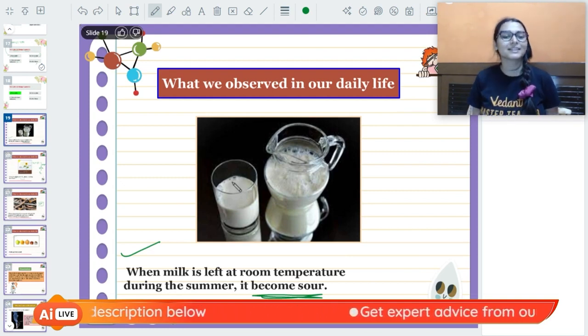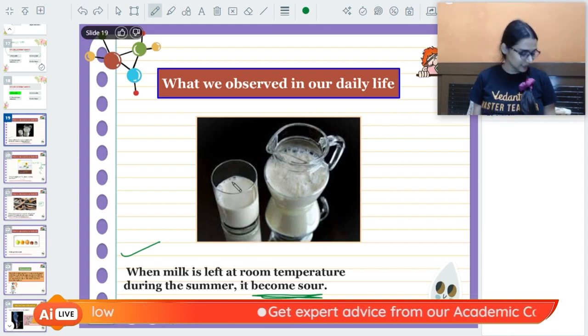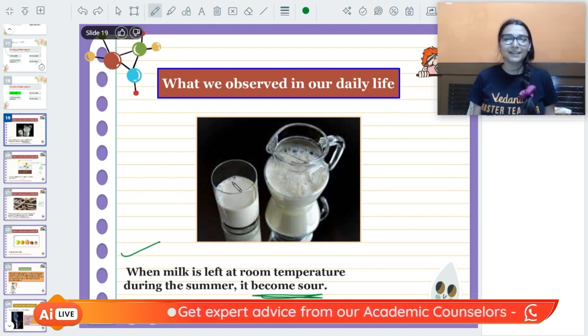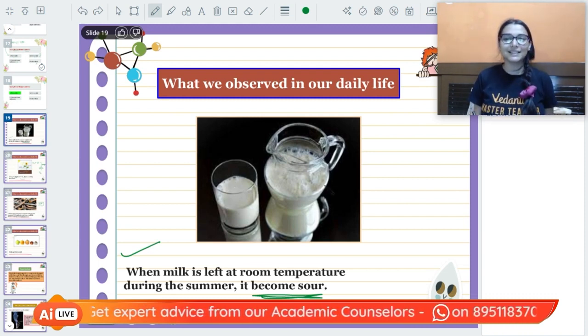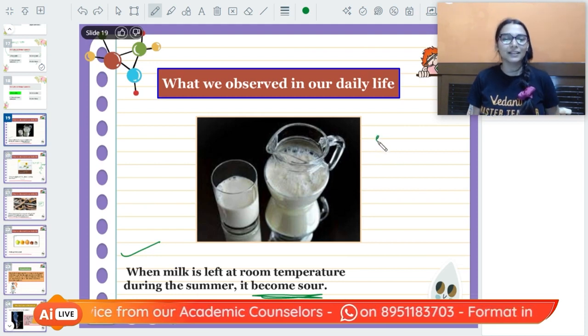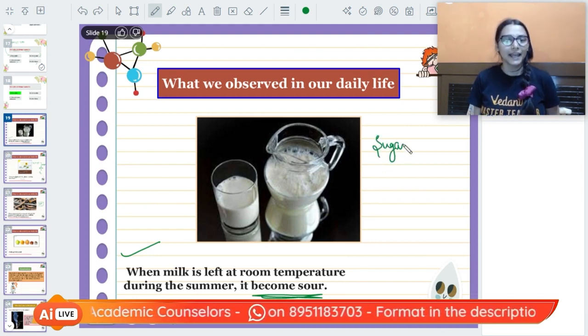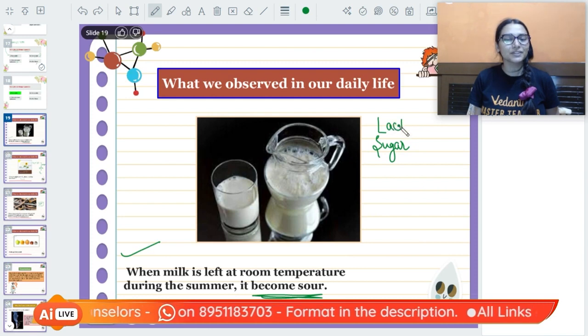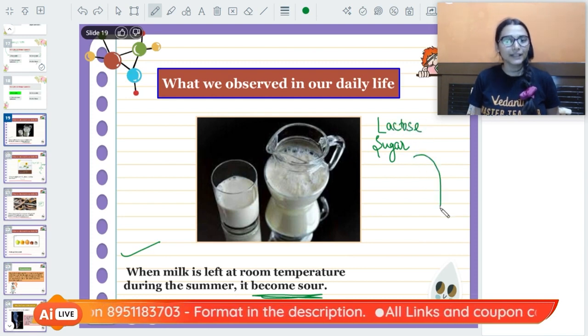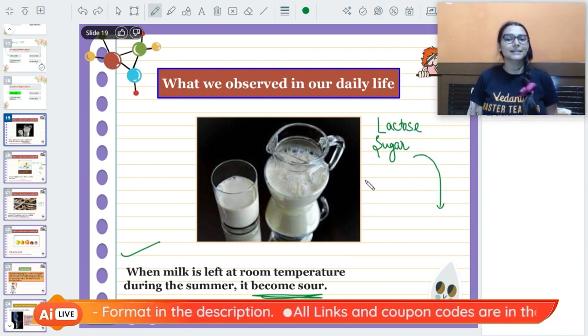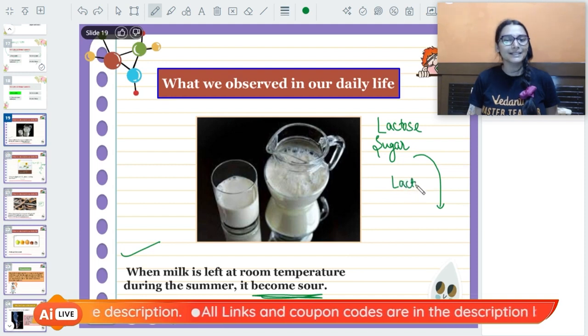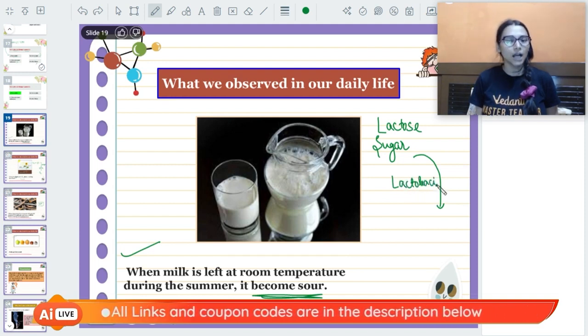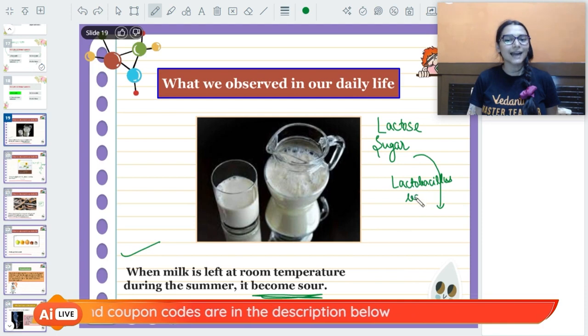For example, when you are leaving milk in the open, what happens during the summer season? Milk has sugar in it, lactose sugar. Now during the daytime or overnight in summer, what happens? Lactobacillus bacteria come and attack this sugar.